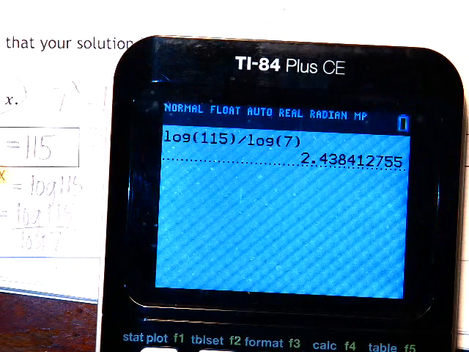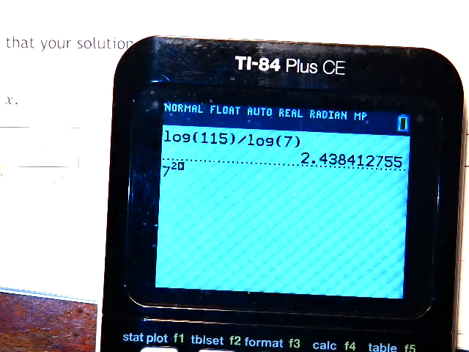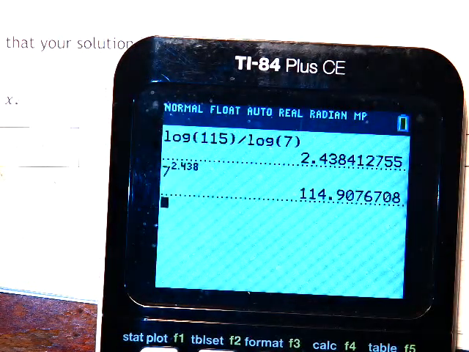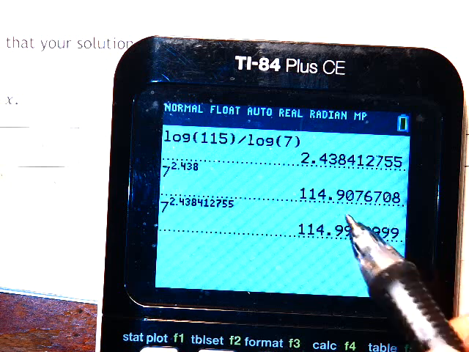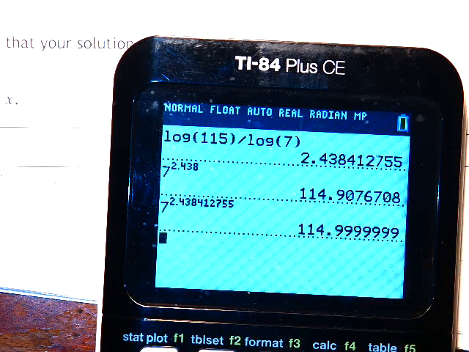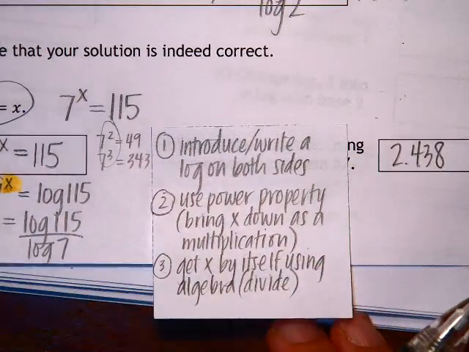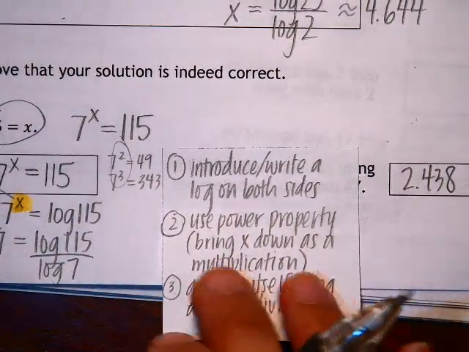You can always check. 7 to the power of 2.438 does get you really, really close to 115. And the more decimals you want to type in, in other words, if you want to copy the entire decimal that you got from the previous step, 2.438412755, you'll get really, really, really close to what you needed. So it's just worth noting that's not a necessary step, but it can help you feel secure in your answers.